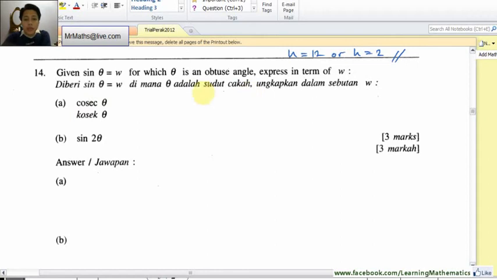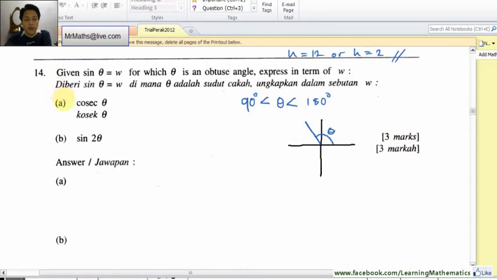Okay, take a look at that. Theta is an obtuse angle. What does it mean? Theta is between 90 degrees and 180 degrees. If you draw a diagram, a Cartesian plane, then it looks like this roughly. So the line is here. If this is a unit length, then this is theta.